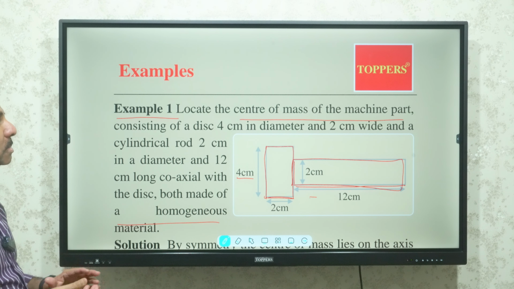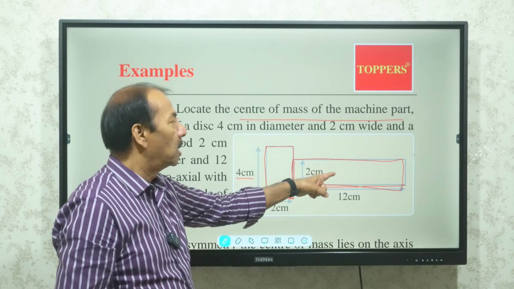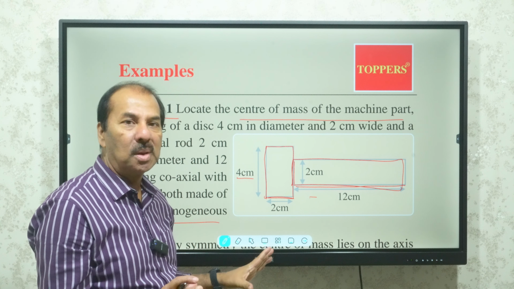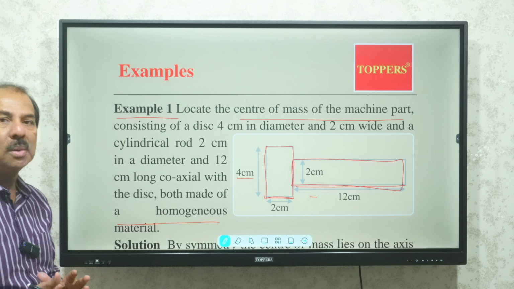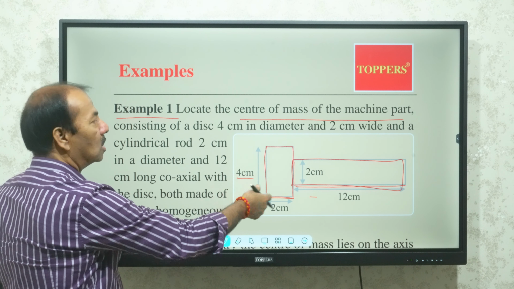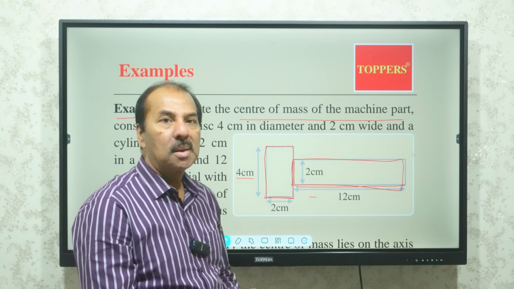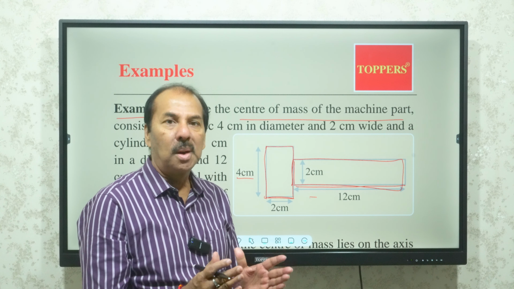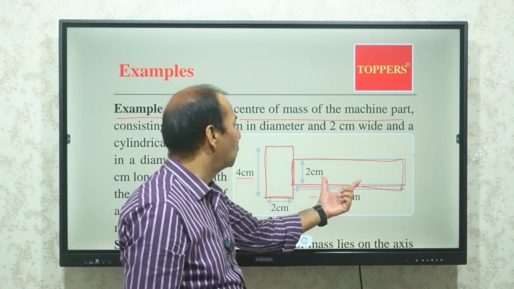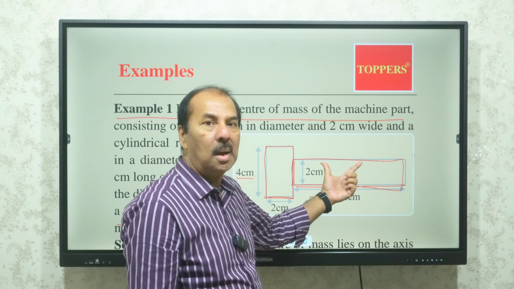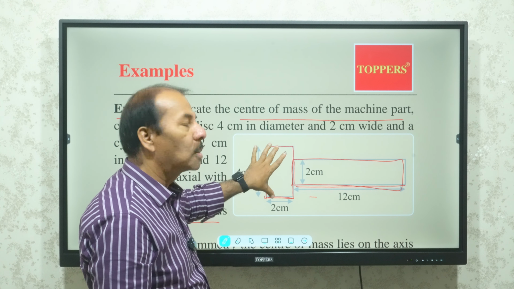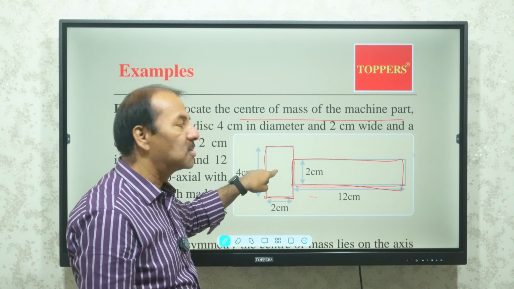It means the material which is used for this part or this part is the same, as well as homogeneous. Homogeneous means density throughout it is same. So we have to calculate the center of mass of this. The center of mass of any object is generally the geometrical center of that object. If you consider this part, the center of mass will be its geometrical center. Similarly, the center of mass of this part will be its geometrical center.